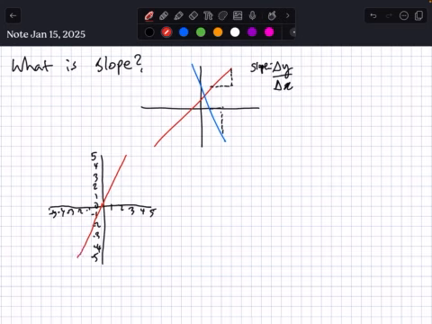We have this line right here, and the question is, what is the slope of this line? To find that, all you need to do is pick a point on the graph. I'm going to pick this point right here, which is the point (1, 2). Then you want to pick another point on the graph that you can easily tell what it is. For example, this one right here, I can easily tell this is (2, 4).